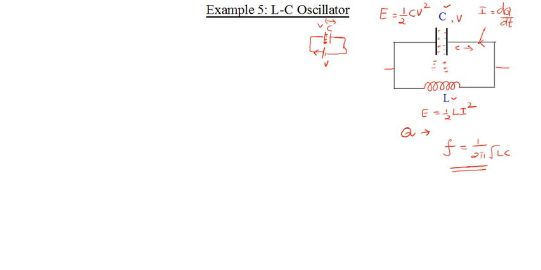The energy in the capacitor is half CV², whereas the energy stored in the magnetic field of the inductor is half Li². Here the voltage appears, and here the current appears. Current can be expressed as dq/dt, which I can write as q dot. dq/dt is the first derivative with respect to time, so I can write it as q dot.